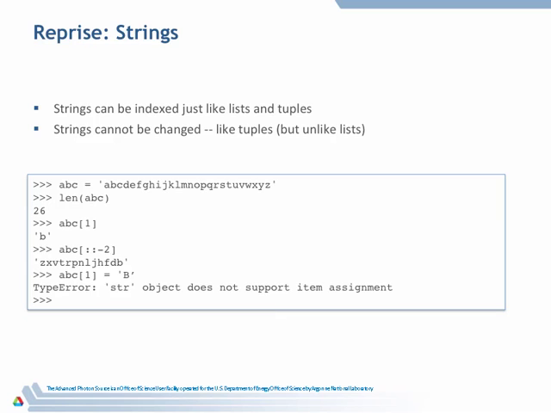Okay, let's revisit strings. I didn't mention before that strings can be indexed just like lists and tuples. And like tuples, strings can't be changed. I've put the alphabet into a variable called ABC. I can look at the second element of ABC, but I can't change it. And I can even use the indexing that I showed you before. Here I'm looking at every second character starting with Z. I don't know what I'd use that for, but someday I'll find a use for it.